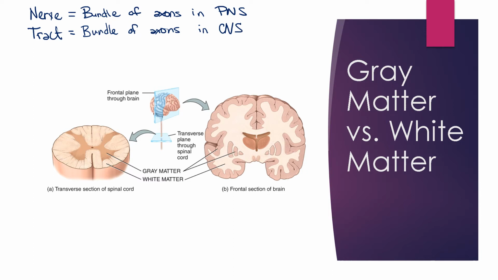Tracts will interconnect neurons in the spinal cord and in the brain. Now here in this picture, we see a dissected or cut brain or spinal cord. And when you see a freshly dissected brain or spinal cord, some regions will look white and glistening, while other regions appear gray. So first off, we'll discuss white matter. White matter is primarily composed of myelinated axons. The whitish color of myelin is really what gives white matter its name.